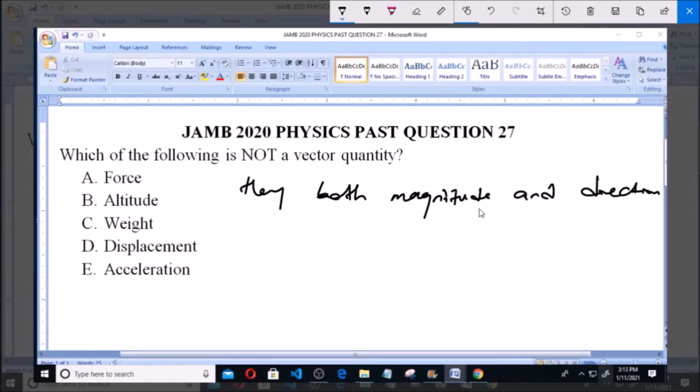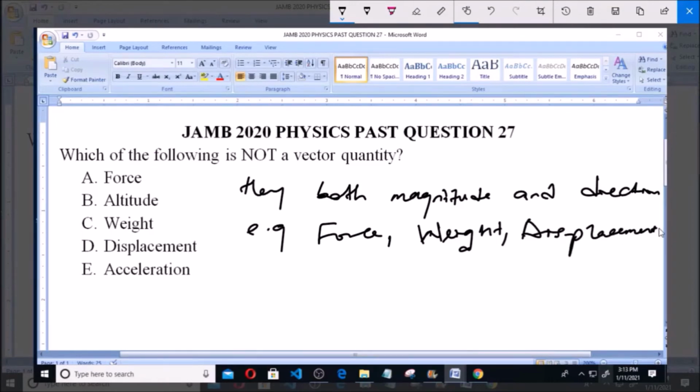Now, unlike the scalar quantity, which has only magnitude but no direction. Examples of vector quantities include force, weight, displacement, acceleration. Now all these quantities have magnitude and they also have direction. They have direction at which they act.